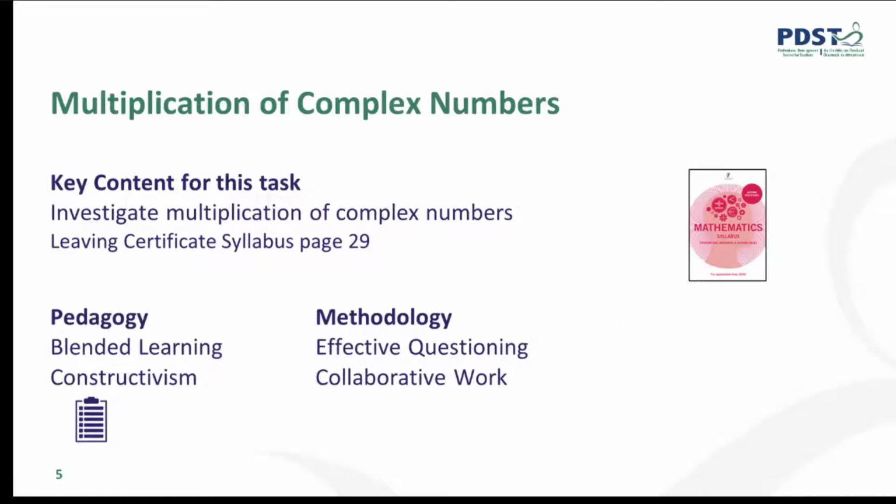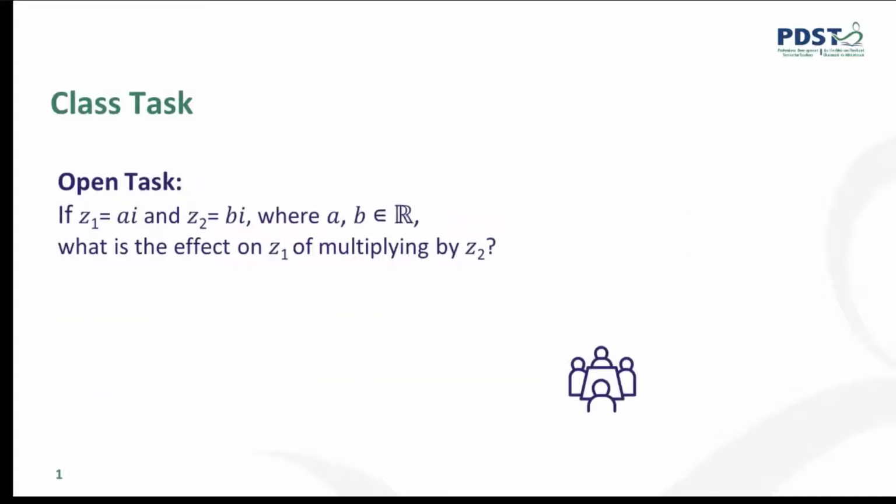Students are going to investigate what happens when two complex numbers are multiplied together. As with traditional classroom methods, the use of effective questioning and classroom collaboration will be key to supporting students' learning. This task is presented to students in the form of an open question: what is the effect on Z1 of multiplying by Z2? Some students might need additional scaffolding to support the exploration of this question and may need to consider examples such as what is 2i multiplied by 3i?